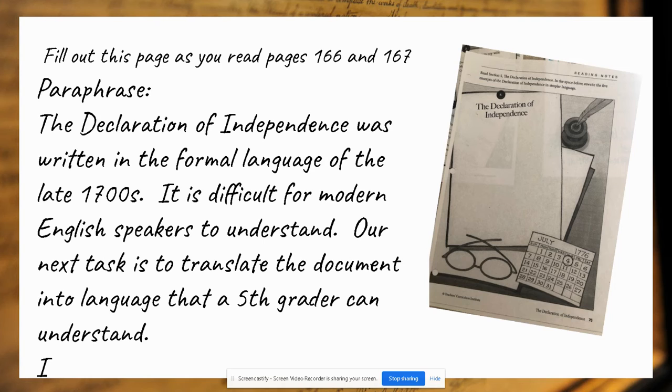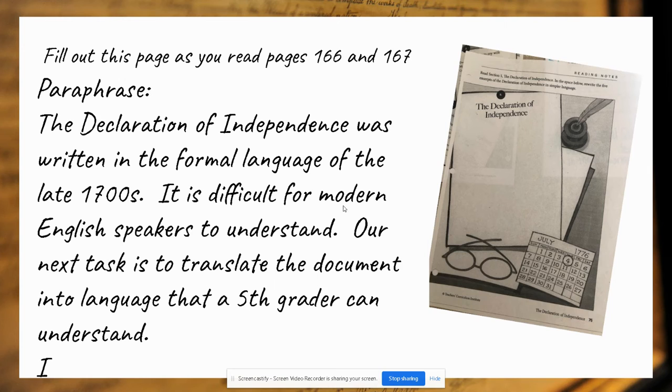Because the Declaration of Independence was written so long ago, you'll find that the language is a little bit different than the way that we talk now, and it's kind of difficult to understand. So what you're going to do is read pages 166 and 167, which has excerpts, or small parts, of the Declaration of Independence. And then we're going to go through a process of paraphrasing, which means putting it into our own words so that we can understand it.